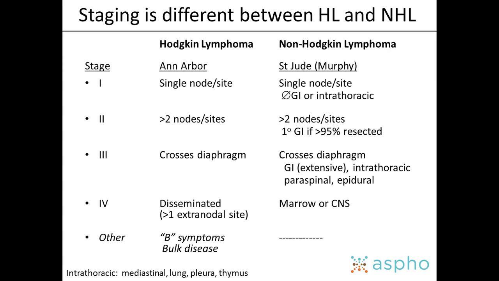So stage 1 eliminates the GI or the intrathoracic. Stage 2 for GI, if it's a primary GI tumor and it's 95% resected, that can still be stage 2. Stage 3 crosses the diaphragm for both, but an extensive GI involvement that doesn't cross the diaphragm is also stage 3. And then again, at the bottom, we use B symptoms and bulk disease for Hodgkin lymphoma.